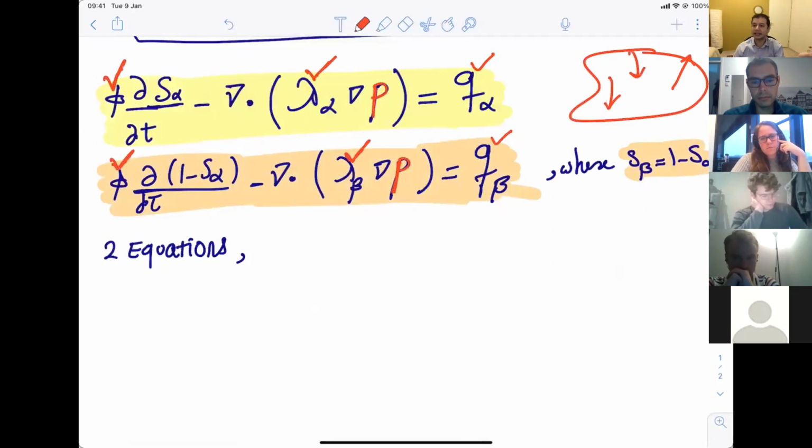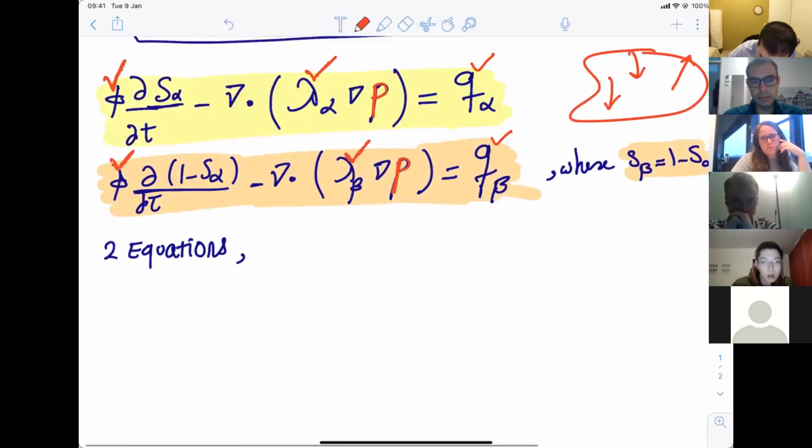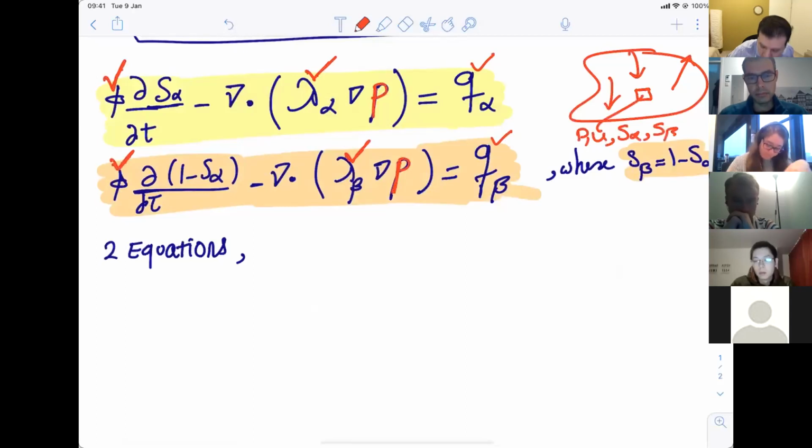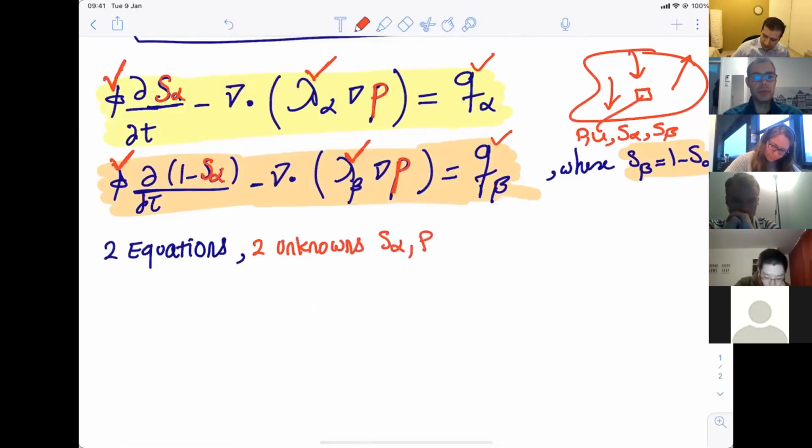Look at this equation. What is the additional unknown that I have? Saturation. I need to know for each location in my reservoir what is the pressure, velocity, and how much of phase alpha do I have, and how much of phase beta do I have. I know the summation of the saturations is 1, so I need to know only one of them. So S alpha is the other main unknown that I have. I have two unknowns, S alpha and P, and I know that S beta is 1 minus S alpha.